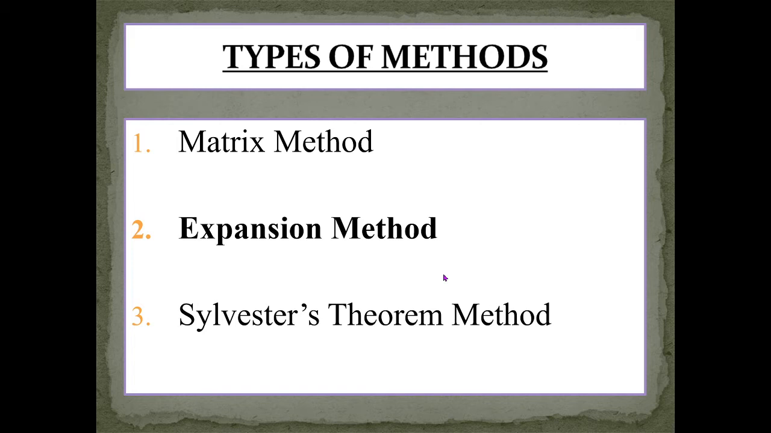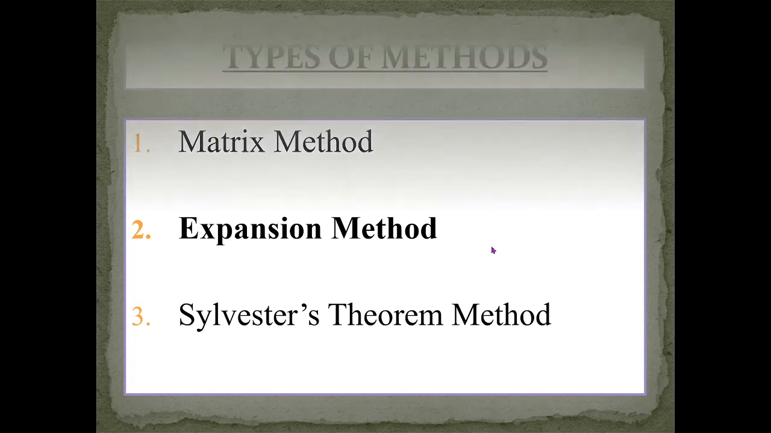Now you may be wondering that we have the matrix method, the expansion method, and the Sylvester theorem method. So which method should we apply? Let me tell you in particular for the expansion method: if the eigenvalues are repeated, you have to use the expansion method. Okay, so let us go for the working rule.